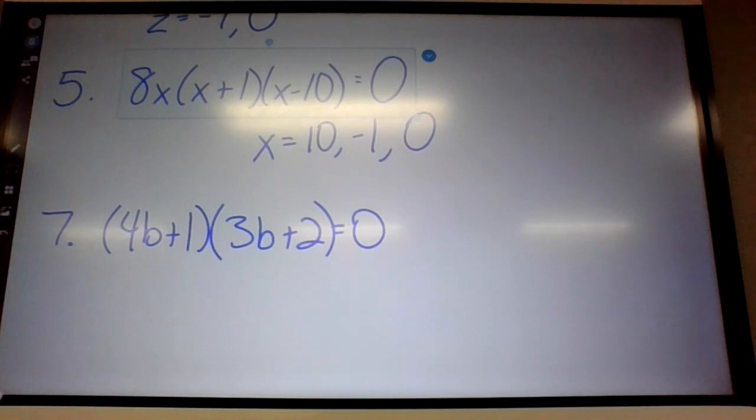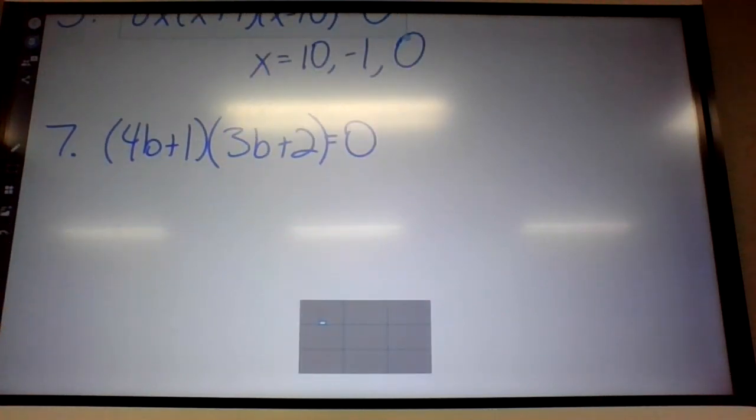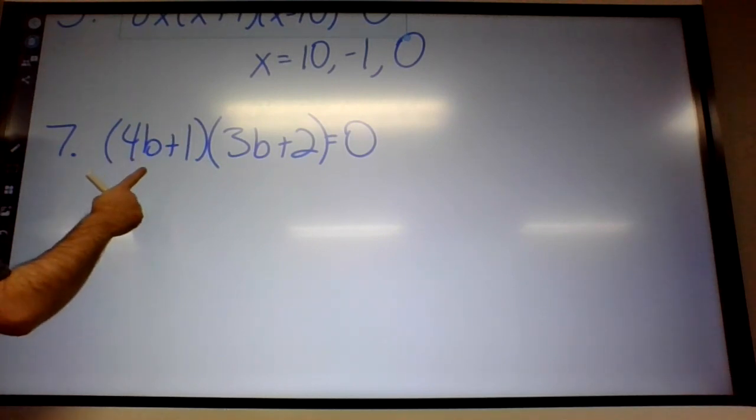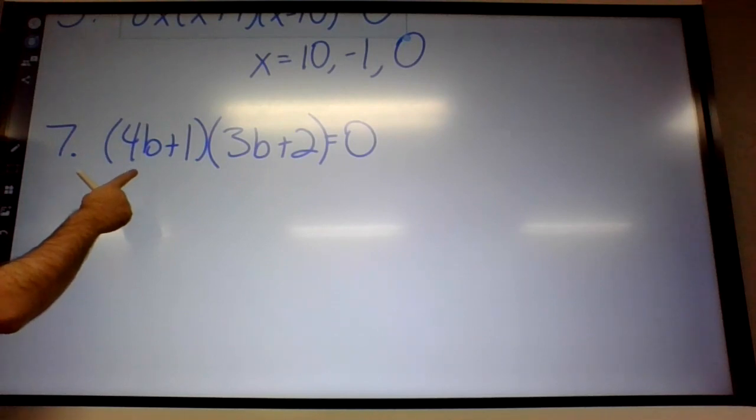Okay, we haven't seen this one yet, so I'll have to explain it. Anybody want to try to guess what the answer on this would be? B equals negative 1/4. Okay, how did you get that? Because you need 4b to equal negative 1, and 4 times negative 1/4. Okay, yes.